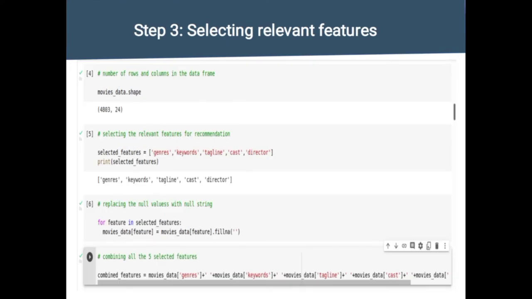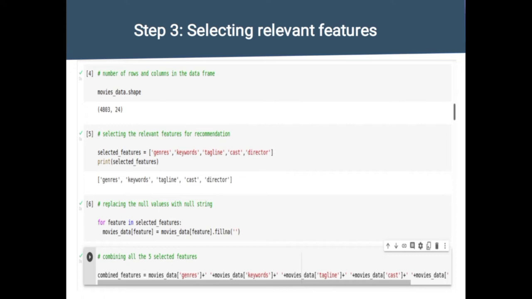Okay, step three is selecting relevant features. So here what we are trying to do is we are printing movies_data.shape. This has given us 4803, 24, where 4803 indicates the number of rows, which are nothing but these many movies we are having, and 24 indicates the number of columns. These columns include genre, title of the movie, tagline, cast, etc. So such type of columns we are having, 24 in the data set that we imported.